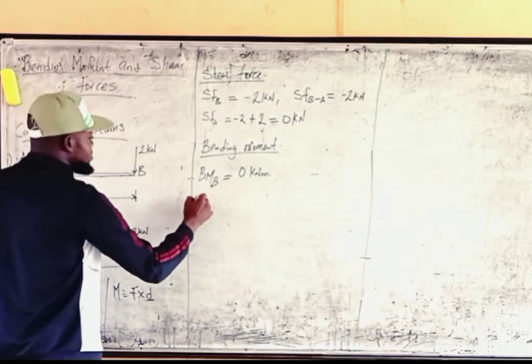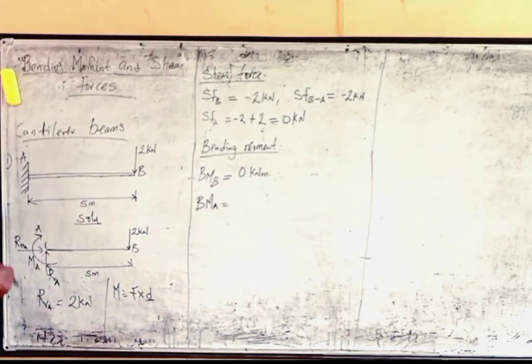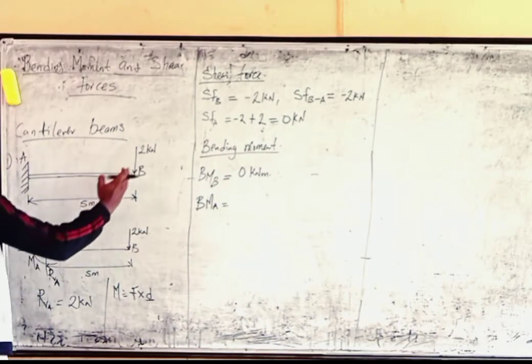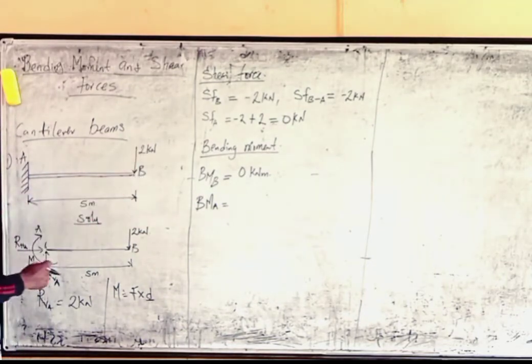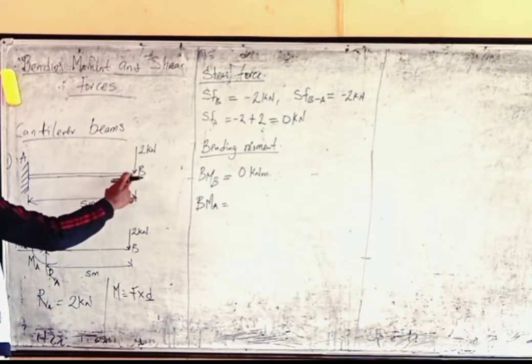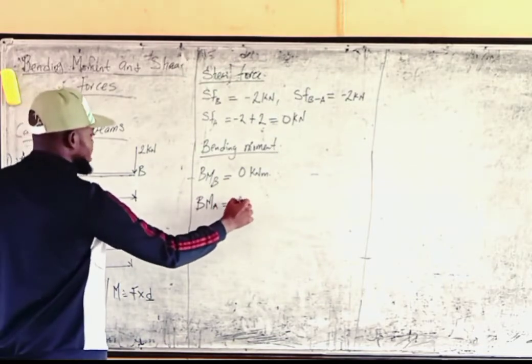Now at point A, what will be the bending moment at point A? The bending moment at point A will be this 2 kilonewton times the perpendicular distance between point A and the 2 kilonewton load that we have here. So that will be 2 times.